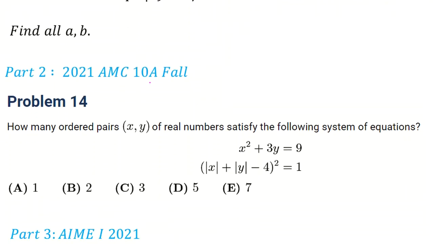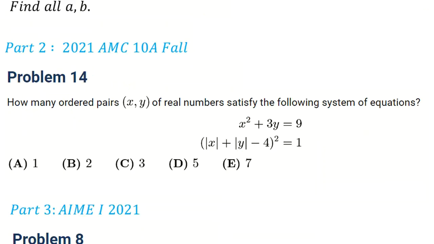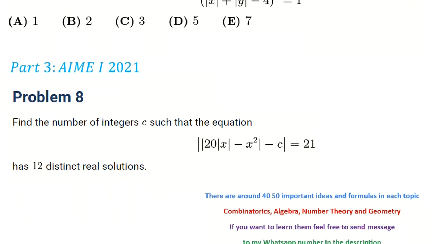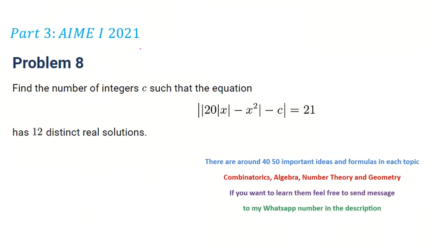The next problem is from AMC 10A Fall 2021. Again, we have two equations, two variables. We want to find x and y. In the third problem, from AIME 1 2021, we have one equation, two variables. We should find the c's that satisfy one condition.